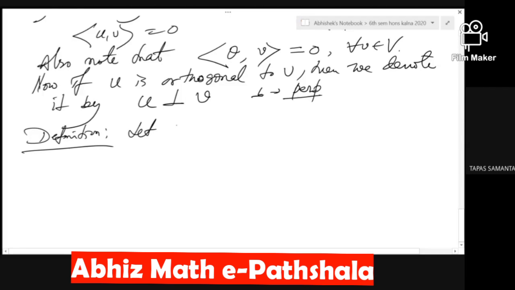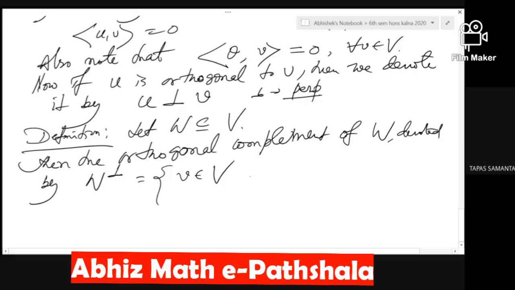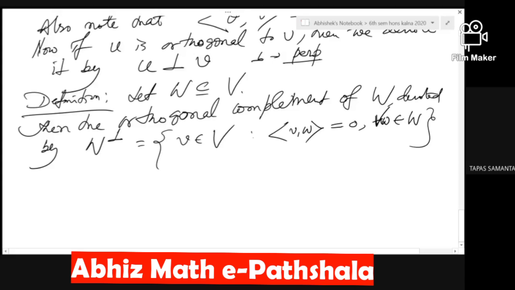The next definition is like that. Now let us consider a subset of a vector space V. Let W be a subset of V. Then the orthogonal complement of W, which is denoted by W perp, is defined as the set of all those vectors in V which are perpendicular, or orthogonal, to each vector of W. So the orthogonal complement of a subset W of a vector space V is the set of all those vectors small v belonging to capital V such that small v is orthogonal to each vector of W.